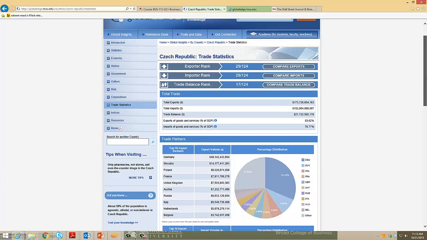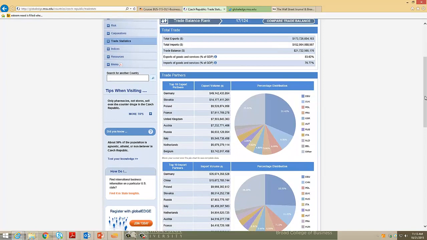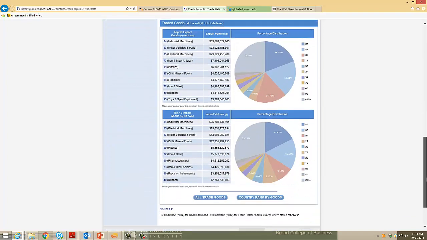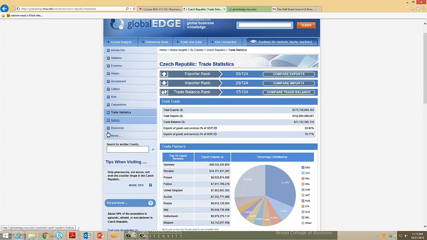Here are some trade statistics. Again, this would be very valuable for you if you were a business looking to export. You can see what their export partners and their import partners are. A lot of what determines these export and import partnerships are trade agreements, which is also in here somewhere. I'm just not quite sure where you find it in here.